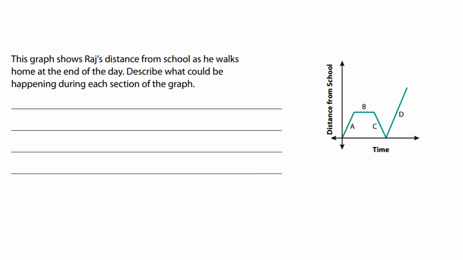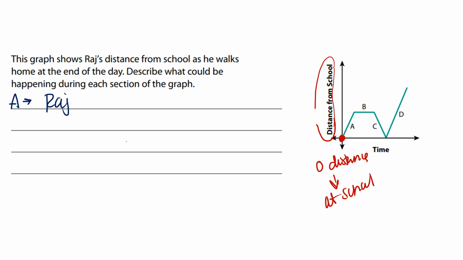This graph shows Raj's distance from school as he walks home at the end of the day. Describe what could be happening during each section of the graph. So we're talking distance from school, meaning this point here at 0 is going to be 0 distance, meaning he is at school. So we're talking about each letter, letter A, B, C, and D. So in letter A, he's at school and he goes away from school. So we could say that Raj leaves school.